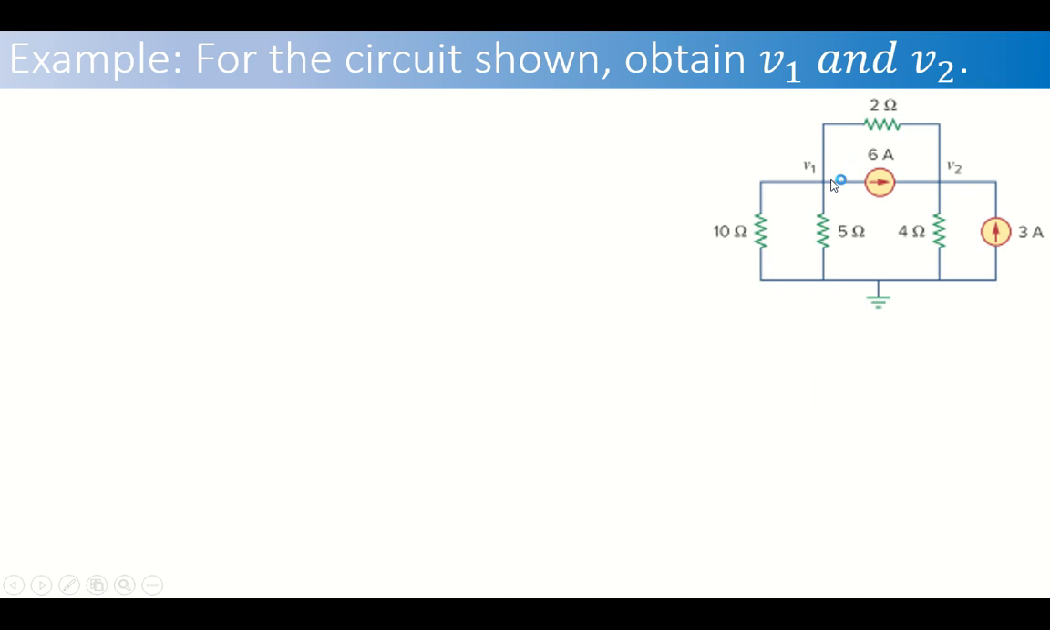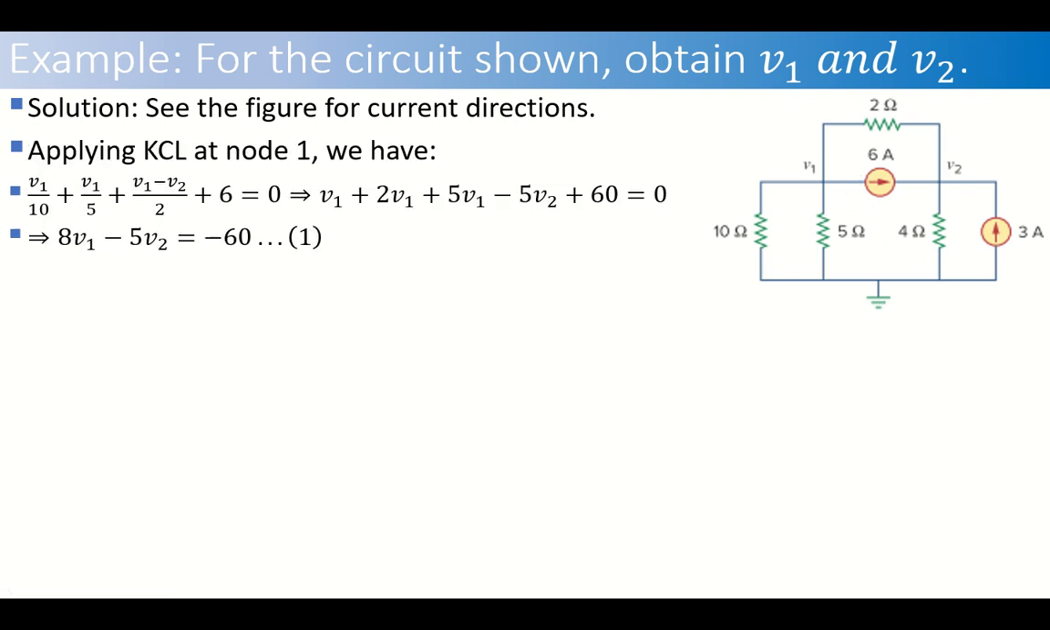Again, in this circuit there are two non-reference nodes. This is a non-reference node, this is a non-reference node, and this is a ground node. So this means that there will be two unknown voltages, and two equations will arise. You can see that in this circuit there is no voltage source involved, only current sources, so we can easily use nodal analysis. See the figure for the direction. So we have identified the node voltages. Next will be assigning the current direction.